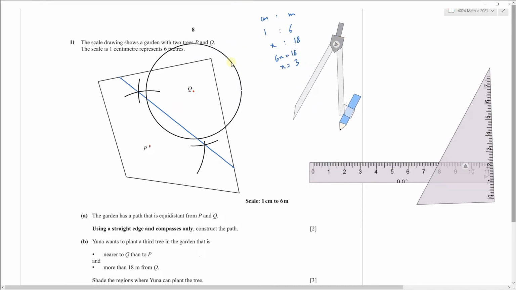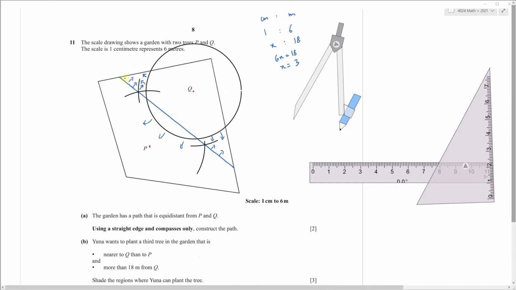Again, you don't need to go outside the circle, but now I've drawn it, but you can only remain inside the circle, inside the garden, because the third tree is being planted inside the garden, not outside. So now what are the two conditions? The third tree is more than 18 meters. So that means it has to be outside this circle to be more than 18 meters from point Q. But it also has to be nearer to Q than P. So that means it has to be on the right side of this line.